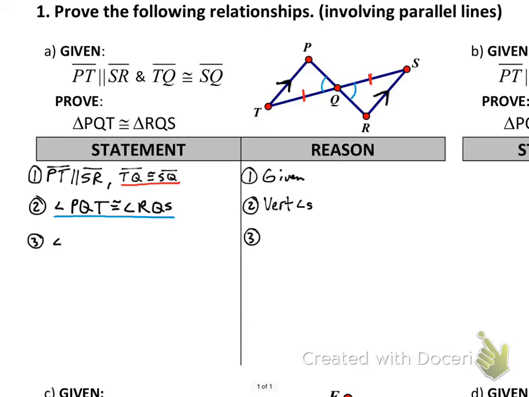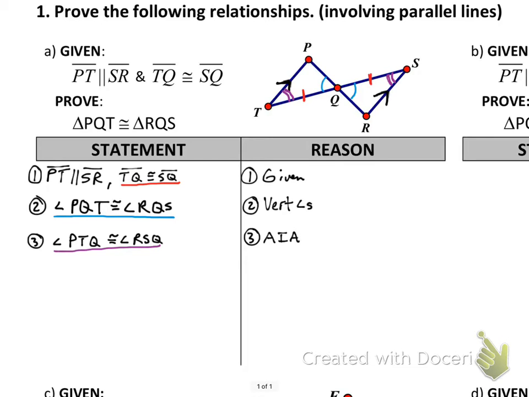What did you call it? PTQ? PTQ and RSQ. I will say this is one of those exceptions where you could name it with one point. There's only one angle at T and S, but it's also a good habit to go ahead and name it with three anyways. All right, so those are congruent because they are alternate interior angles.